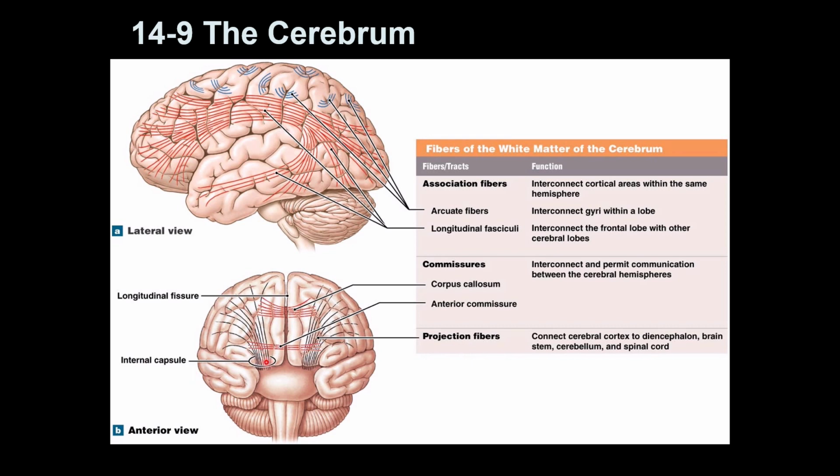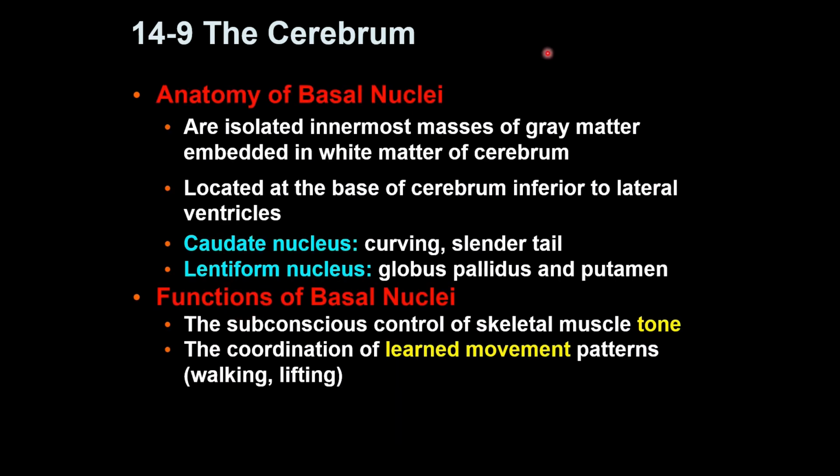So now it is about the gray matter. This is the basal nuclei. The basal nuclei are a collection of the cell bodies of neurons located inside the cerebrum. They are located below the lateral ventricles. There are two major ones. One is called the caudate nucleus. This is a long one that looks like a C. And the other one is called the lentiform nucleus. The lentiform nucleus is located more lateral to the caudate nucleus, and it is made of two parts: the globus pallidus, which is medial, and the putamen, which is located more laterally.